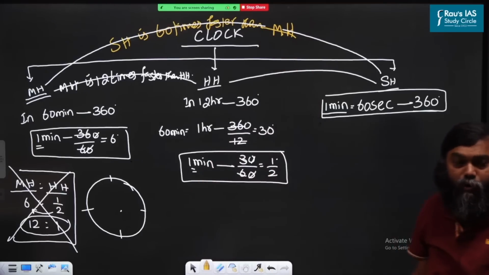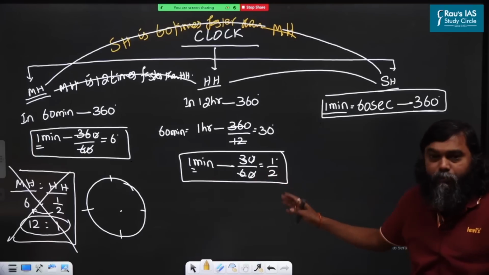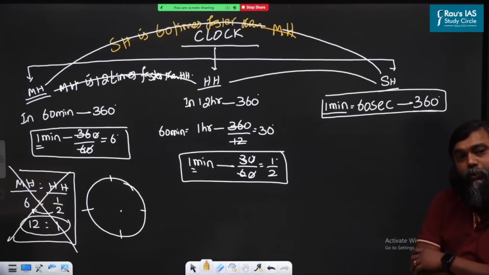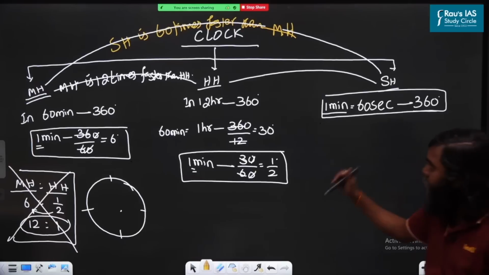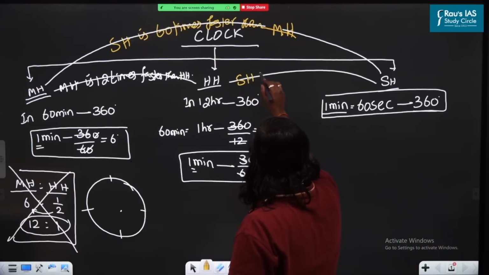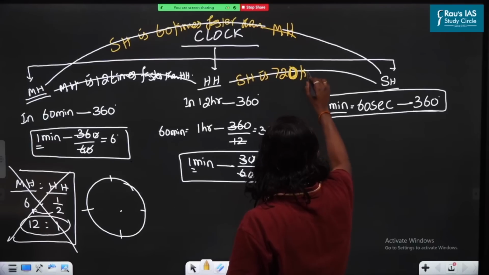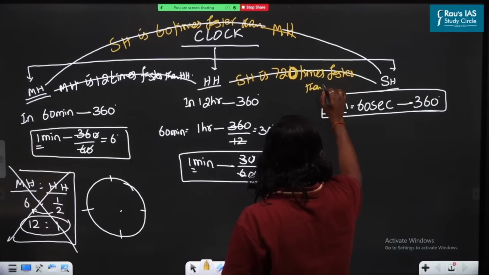What is the relationship between the hour hand and second hand? 1 minute half a degree, 1 minute 360 degrees. Who traveled more? How many times faster? How does half become 360? That means the second hand is 720 times faster than the hour hand.